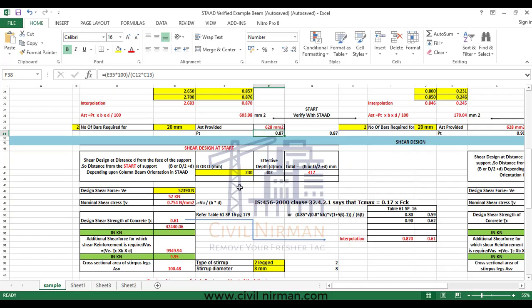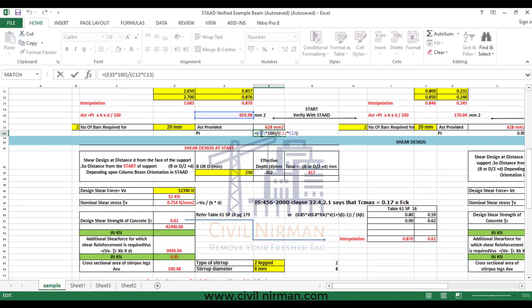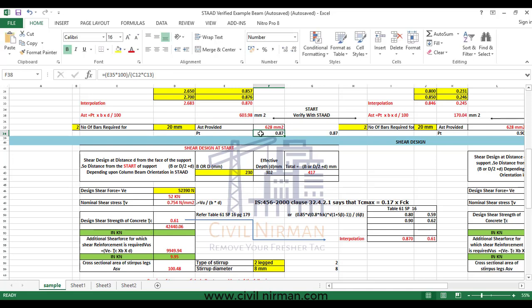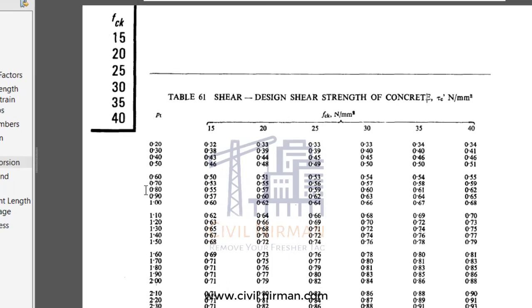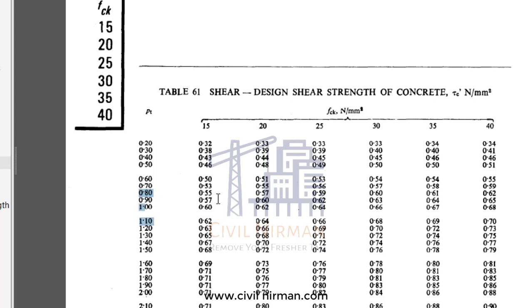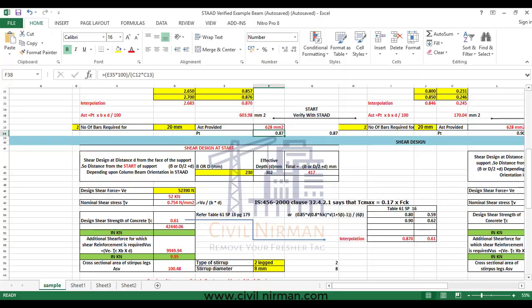So you can obtain your tau c value from the percentage of steel and grade of concrete. Based on your provided steel, what is your percentage? 0.87 is the percentage. How have I calculated it? Simple: the provided steel divided by your cross sectional area, multiplied by 100 will give you PT. So 0.87 is the PT value, and based on that we can check it over here. 0.87 will lie somewhere between 0.8 and 0.90, and we have to look for the M25 grade of concrete. So 0.59 and 0.62 are the values.